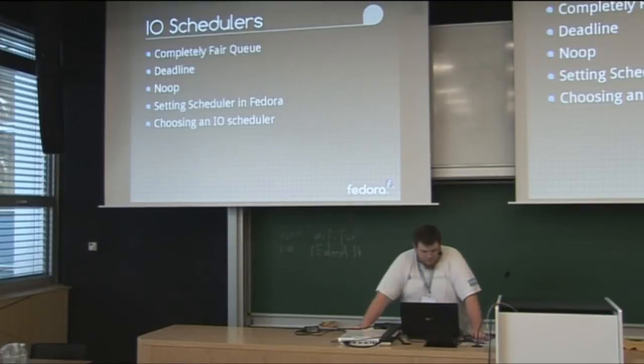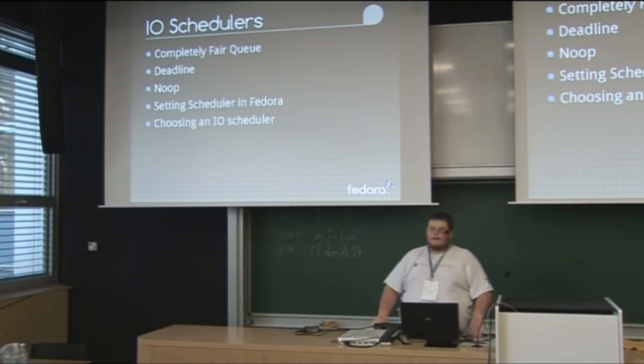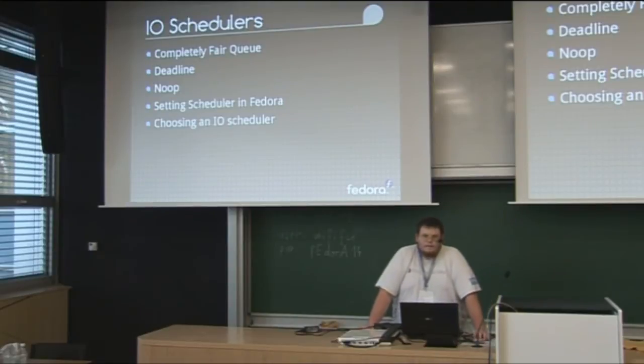IO schedulers. The default for most Linuxes is completely fair queue, which is basically as IO requests come in, they get put into a queue and they get allotted a certain amount of time, and everything gets allotted a fair, the same amount of time. Deadline scheduler, everything is guaranteed to start by a certain point, and this, by the way, is disk IO.